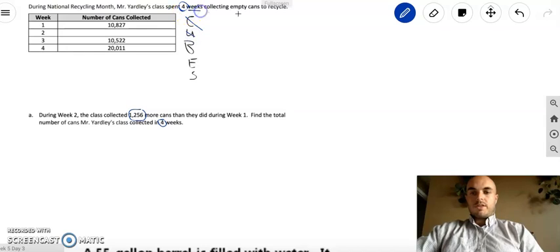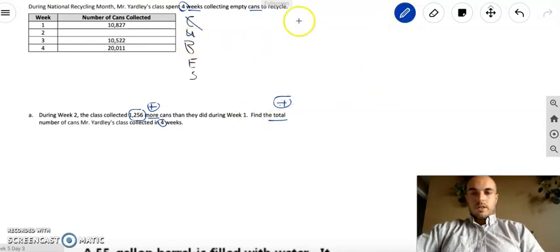So we're working with weeks. We're also working with cans. And cans is going to be our measure for this. We need to underline this here, more, because more tells us that we're adding. Then we need to find the total, okay? Total, of course, tells us that we're adding up everything for the final amount.